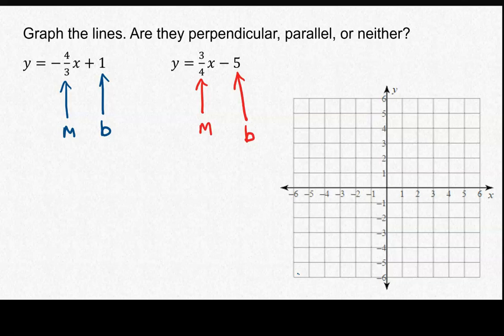So now what I want to do is graph this. Recall in the last slide that I suggested to read these equations from right to left. So I am going to start by graphing the y-intercept, which is 1. So that means this line will cross the y-axis at 1 right there.